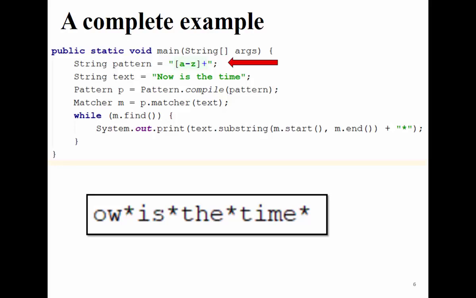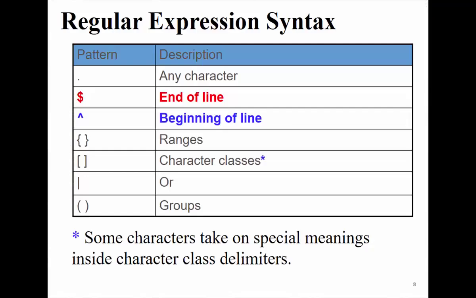So we have the pattern, we have the text, we compile the pattern, and then we run the matcher. These four things we need to do before searching for anything. We need to create the pattern, you need to know the text that you're going to search, you need to compile the pattern, and you need to create the matcher that will help you.